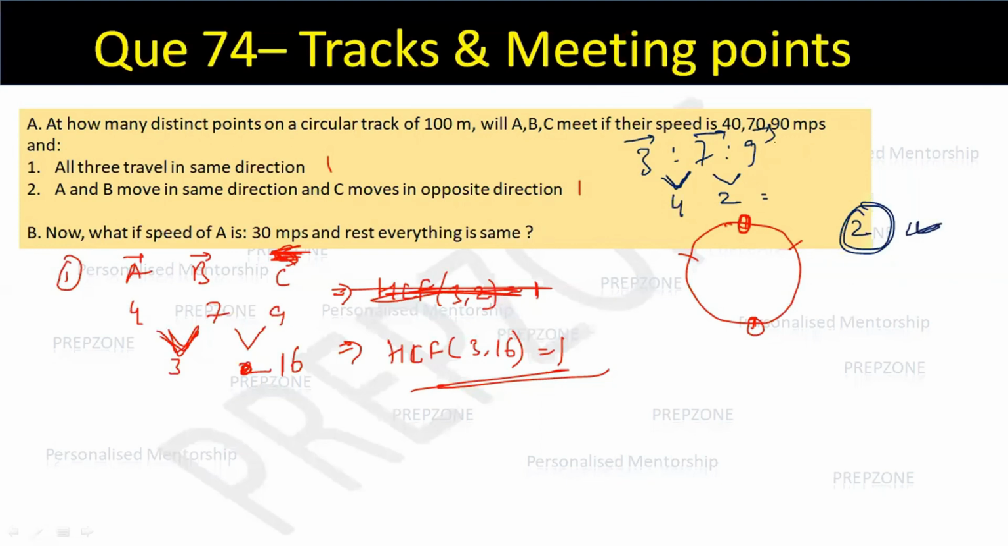And what if they're moving in the opposite direction? Say C is moving like this, then it will be 4, because it will be 16 here and HCF of 4, 16 is 4. Very good. Got it. See, HCF always has to be taken.